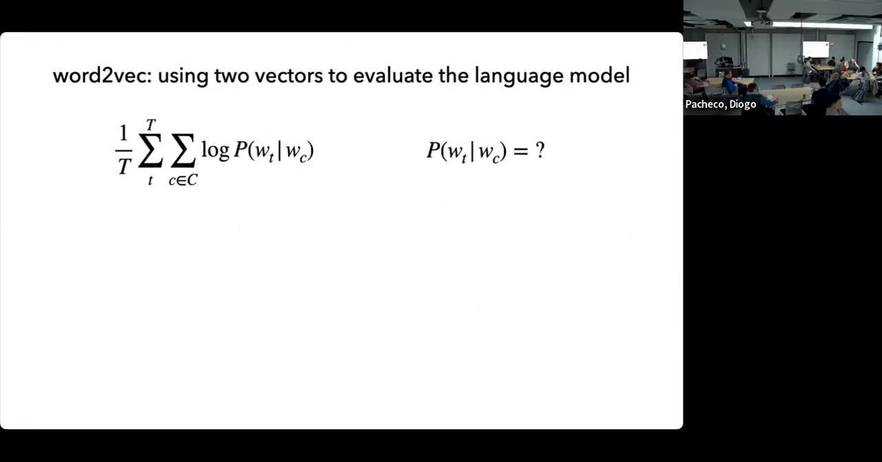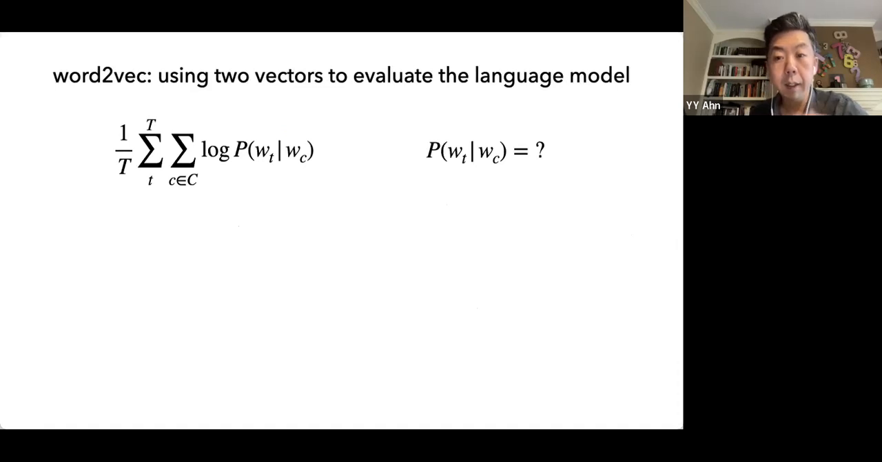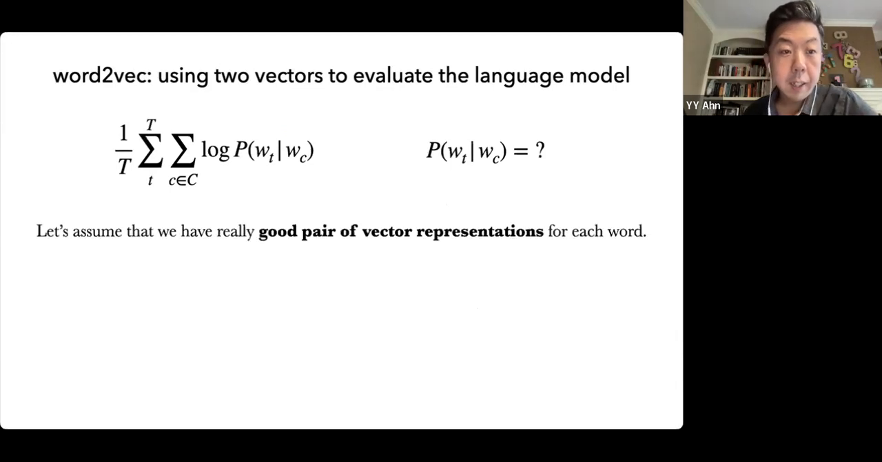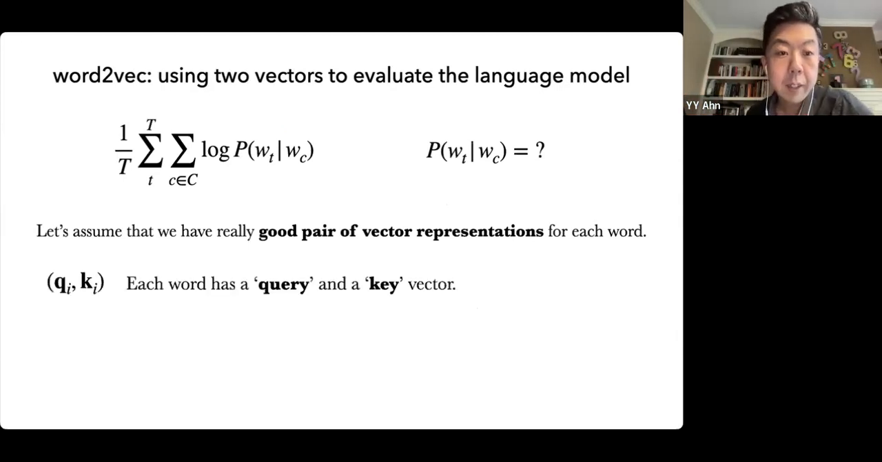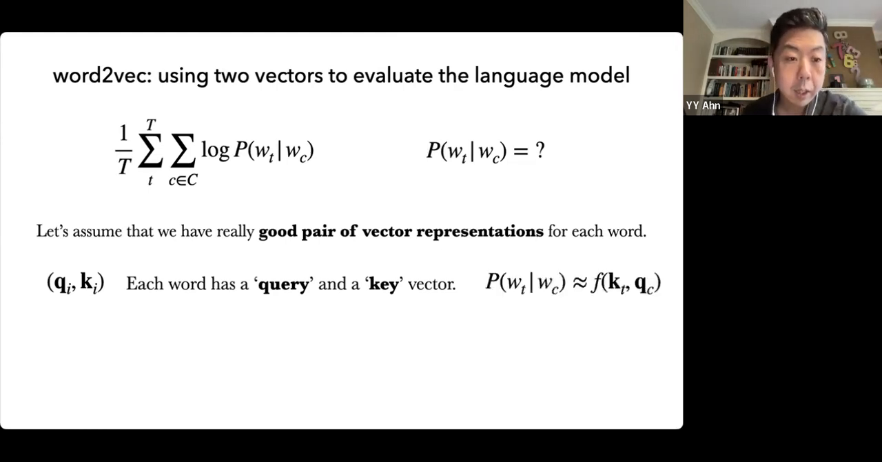And then there is another ingredient, which is that we wrote down this likelihood formula, but we don't know how to calculate this conditional probability: given the context, what's the target word? And the idea is that if we assume that we already have a really good pair of these vector representations, we can approximate that using vector operations. And we assume two vectors for each word. I would just call them query and key vectors, using the transformer nomenclature.